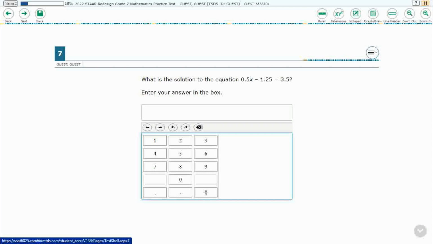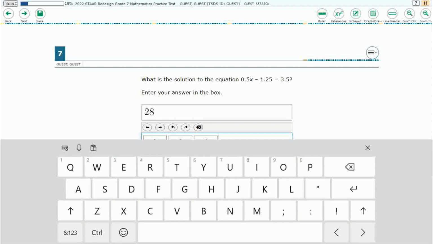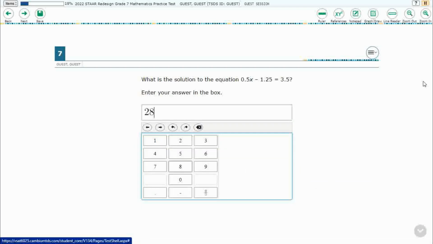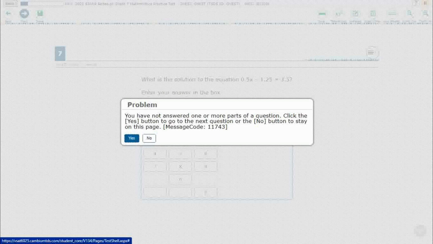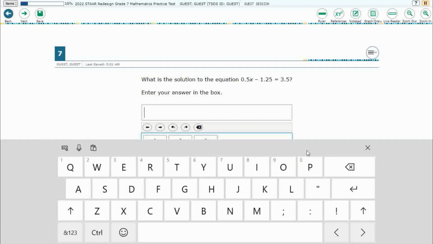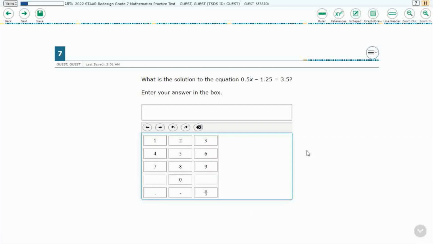So we simply need to find the solution to this equation. We can type in whole numbers, we can type in decimals, but we also need to remember that we cannot leave it blank. If we try to hit this next button and there's nothing there, you're going to see an error message that says you have not answered this.